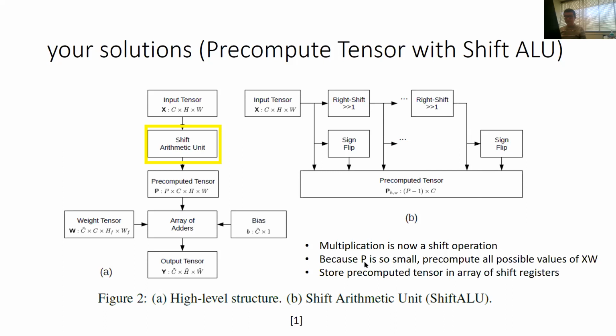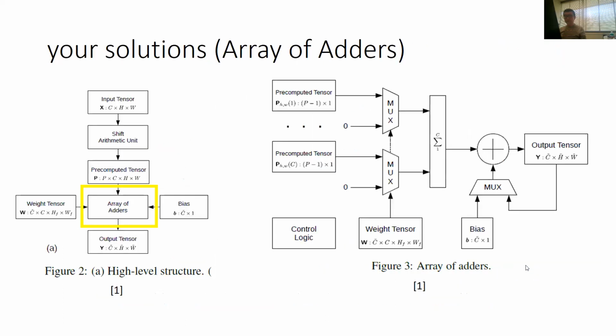So because P is small, and P is the possible weights times input values, we just pre-compute all possible values. And we're going to take our pre-computed tensor and store it in an array of shift registers to pass on to the rest of the circuit. Okay, so now that we've done the shift operation, all we have left is the addition.